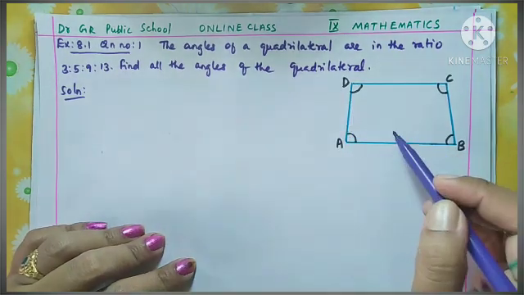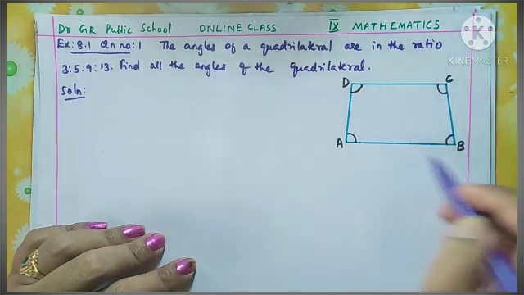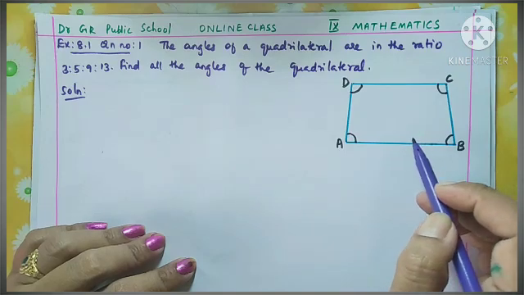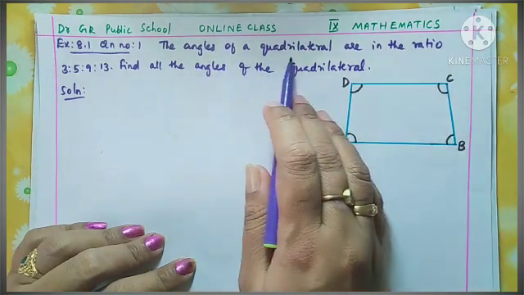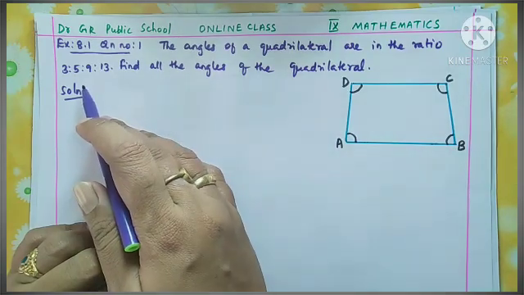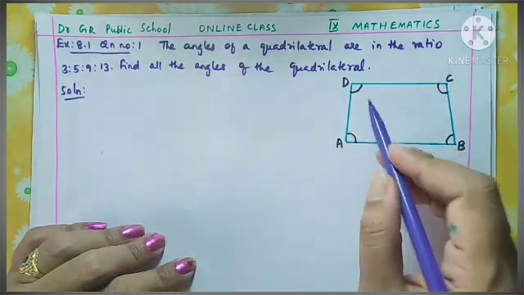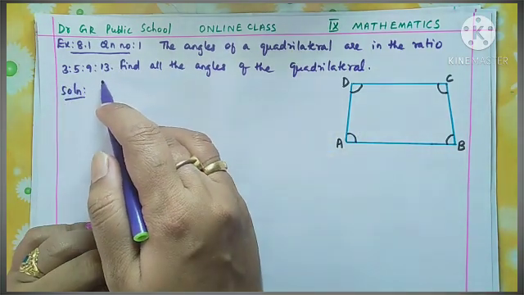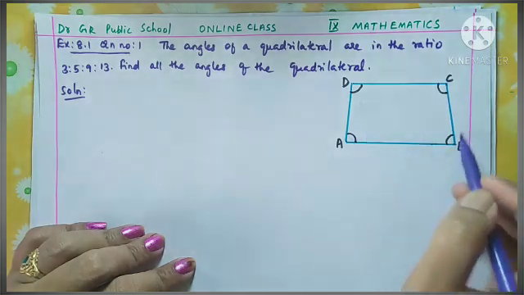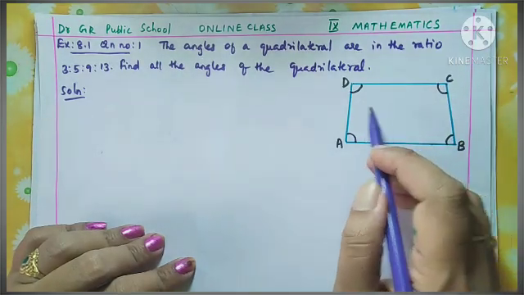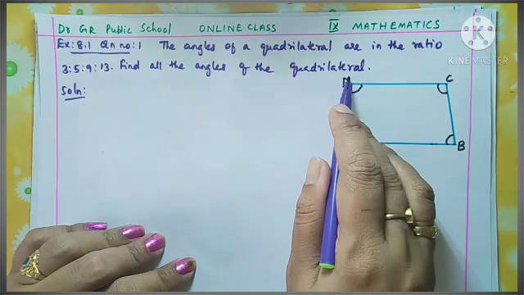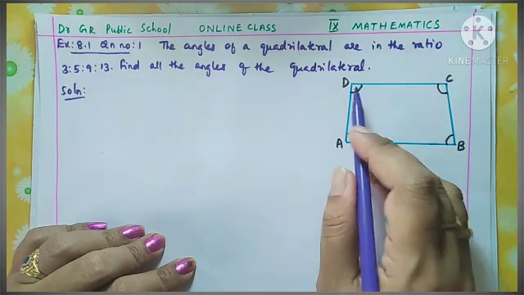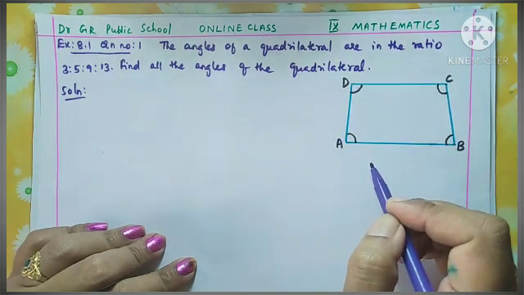So what is given here? There is a quadrilateral, and you know in a quadrilateral there are 4 angles. The angles of the quadrilateral are in a given ratio, 3:5:9:13. These 4 ratios are given, and you want to find all the angles of the quadrilateral, that is, what is angle A, angle B, angle C, and angle D. You want to find each of the angles separately.